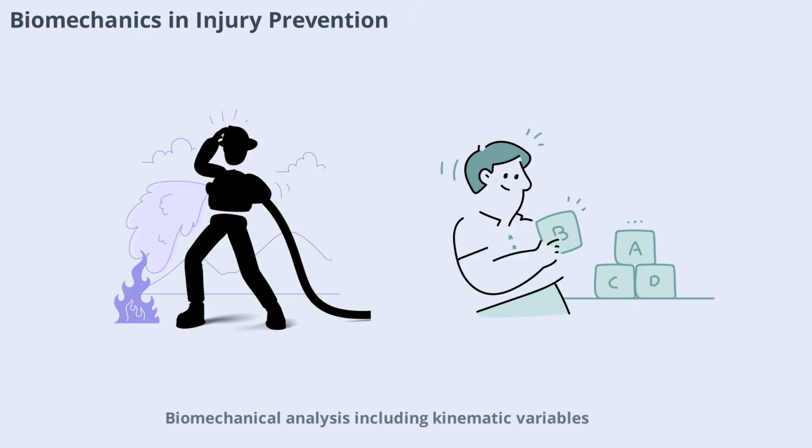Biomechanical analysis, including kinematic variables, plays a crucial role in injury prevention. By identifying inefficient or risky movement patterns, interventions can be designed to correct technique and reduce stress on joints and muscles. This proactive approach helps athletes and everyday individuals stay healthy and active.